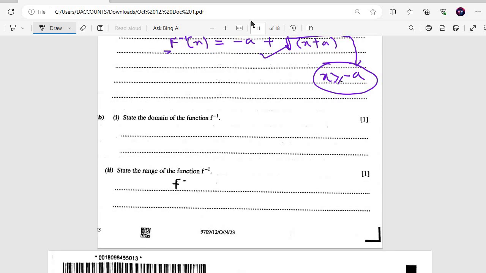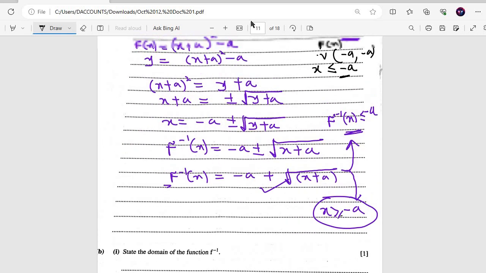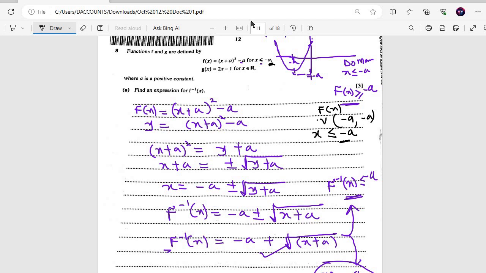So the range of the inverse is less than or equal to minus a, like I said earlier. Now, what is the range of this function? We know the domain. What is the range?